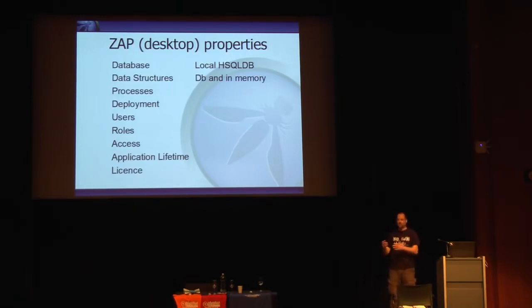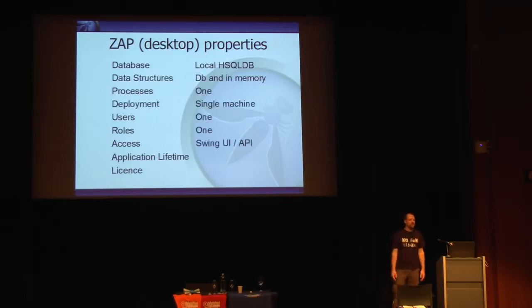And those kind of things you want for a desktop tool where you're seeing the tree scrolling and things, a fast UI. That's very necessary. Got one process on a single machine, one user, super user essentially for the application, and you access it via Swing UI or the API. And we typically expect ZAP to be running for a matter of minutes, hours, but days, weeks is not too likely. And the license is Apache v2.